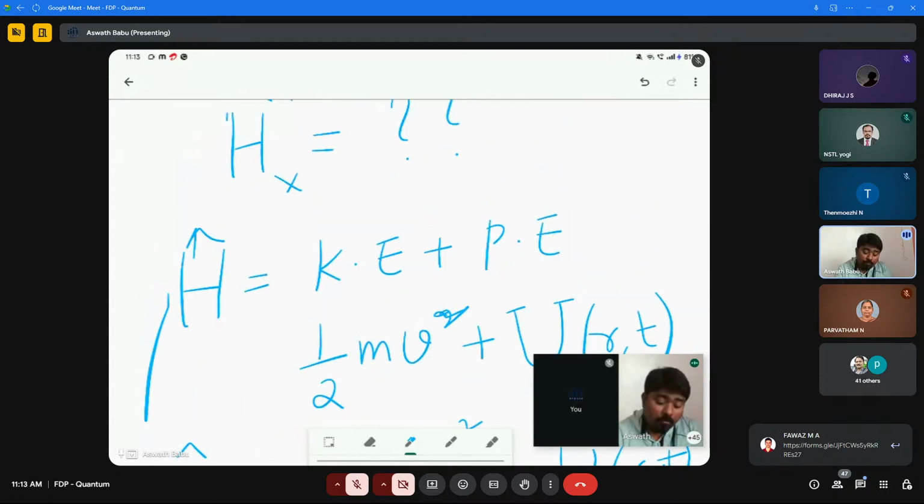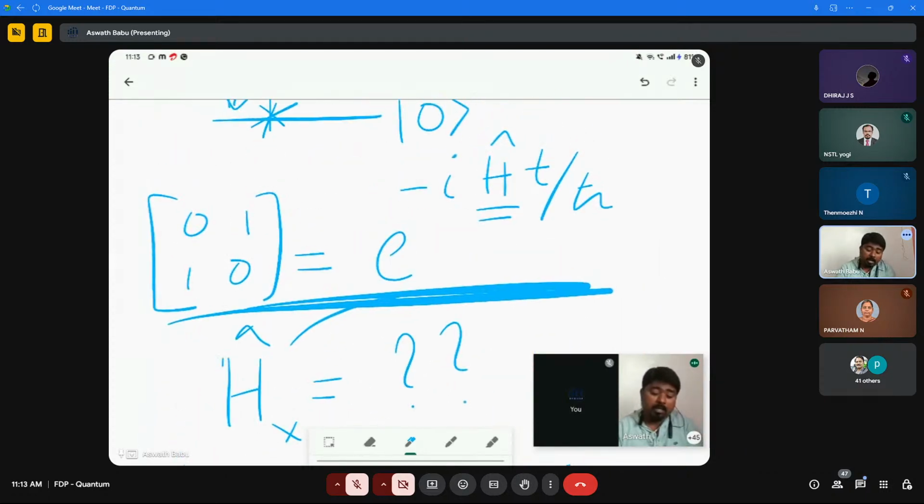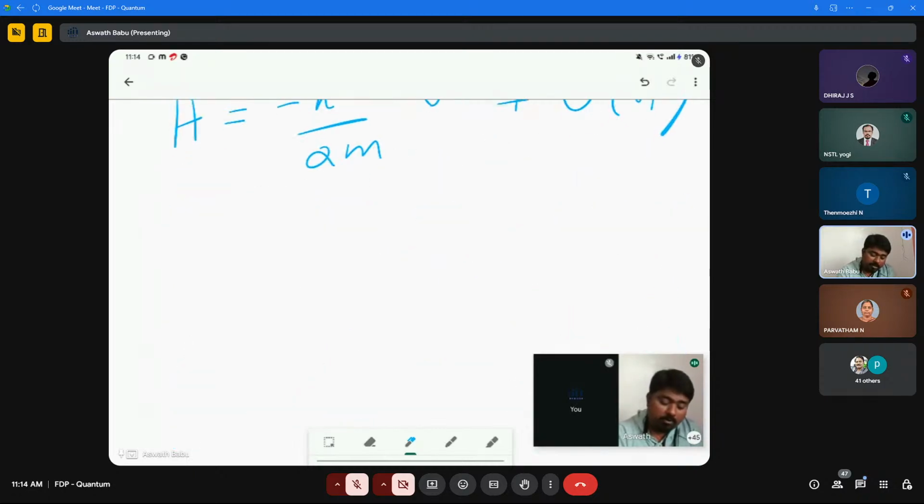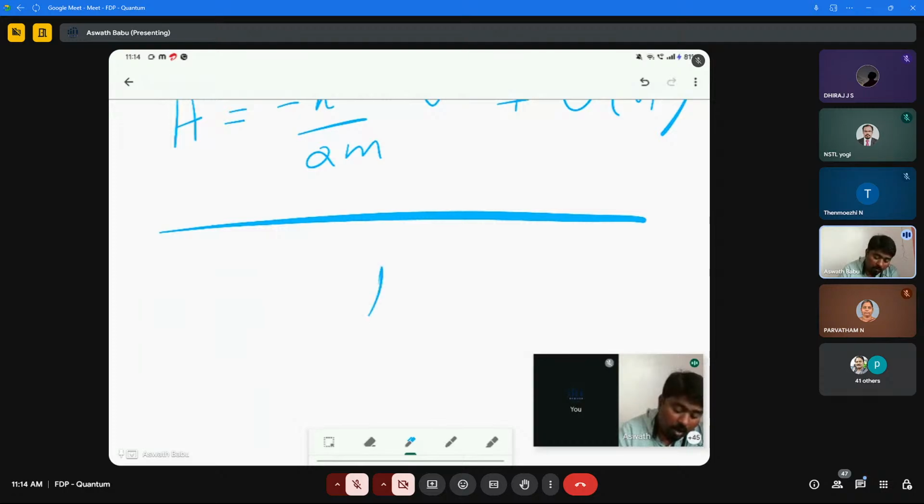So for every unitary gate, X gate or Y gate or Z gate or H gate or the C naught gate or anything you take, there exists a Hamiltonian corresponding to that gate. So that Hamiltonian you can find in a reverse fashion. What is that? You can just take a log of this entire matrix. I'll show you. For the Hamiltonian corresponding to the X gate, you just take a log of X.